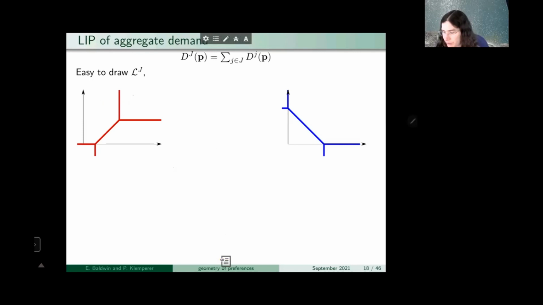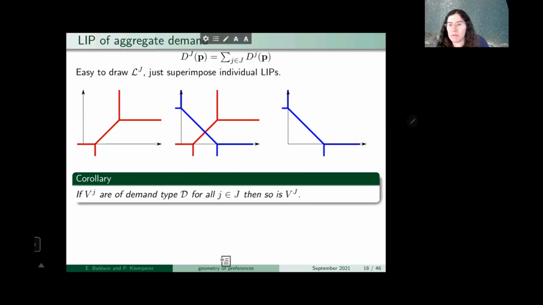What does the lip of aggregate demand look like? Well, I've got two individual lips, and we remember the lip is the locus of indifference prices. So where is the aggregate indifferent? Well, one of the individual agents had better be indifferent between two bundles. So we just superimpose them, draw them on top of each other. That gives us the aggregate lip.